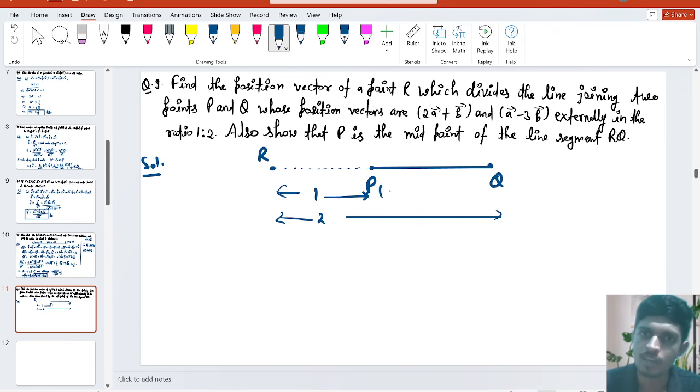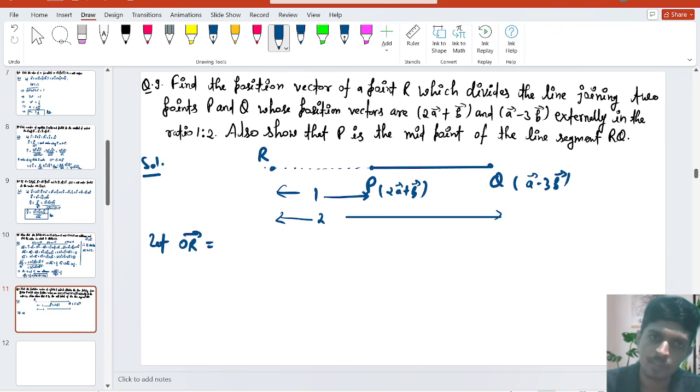And what is the position vector of P? This is the position vector of P: 2 vector A plus vector B, and the position vector of Q is vector A minus 3 vector B. So we just need to find the position vector of R. Suppose vector OR is the position vector of the point R. Here m equals 1 and n equals 2.